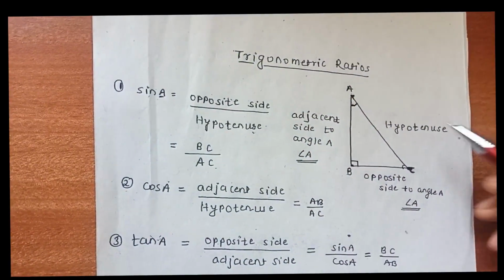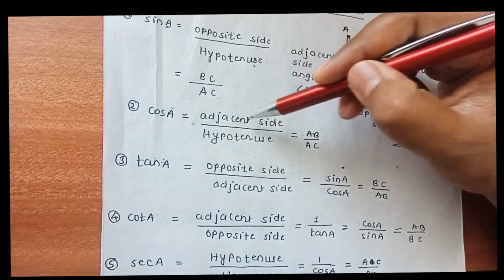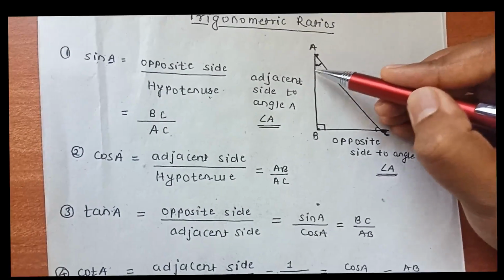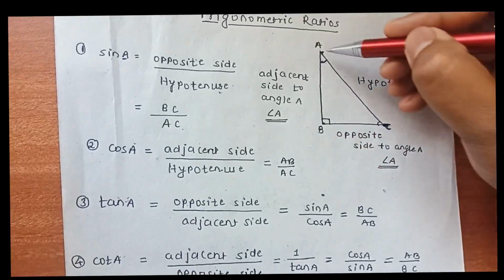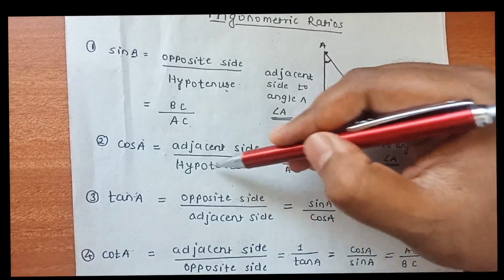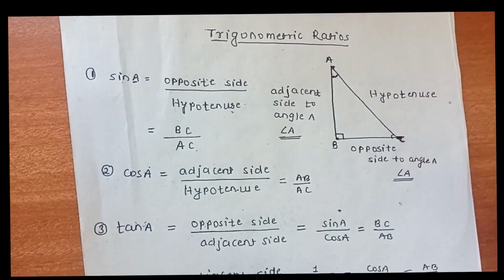That's our first formula. Next is cos A. Cos A is adjacent side upon hypotenuse. So take this angle A. Adjacent means just beside it. So this will become the adjacent side, that's AB, and the hypotenuse will be AC. So cos A is equal to adjacent side upon hypotenuse, that is AB upon AC.